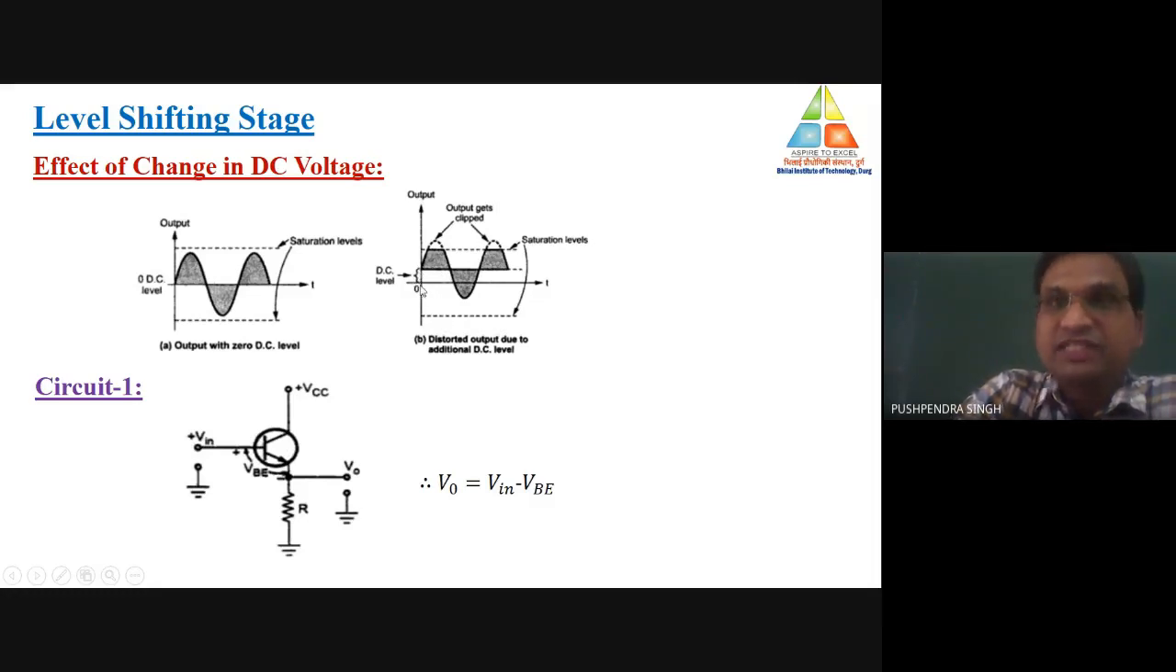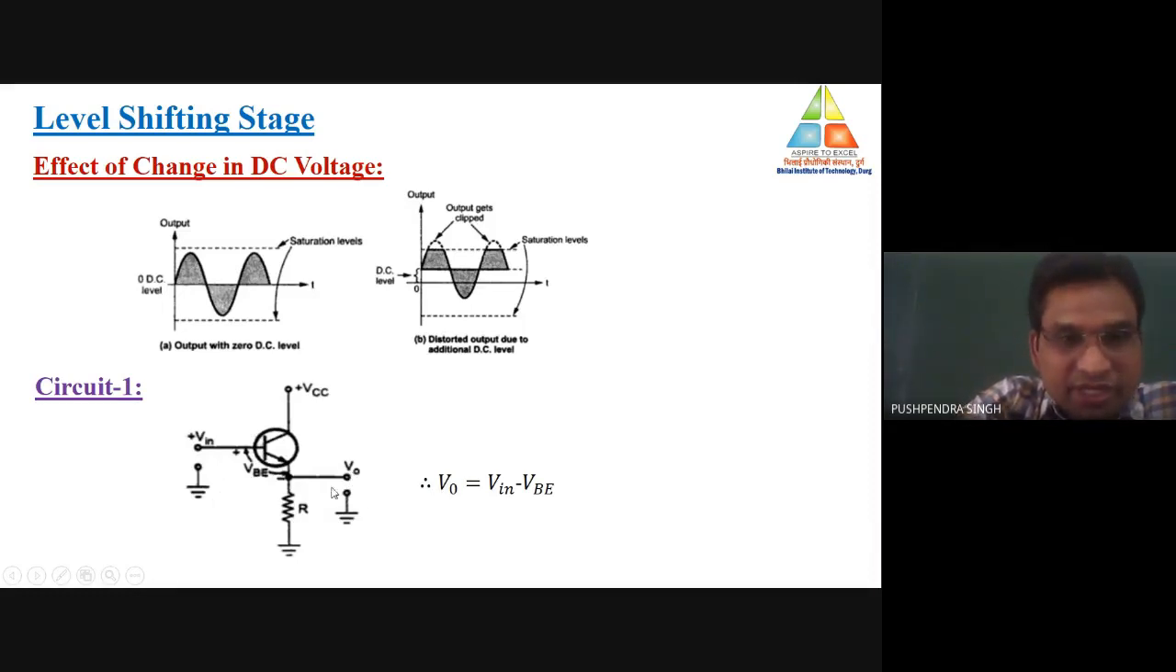If the change is a fixed 0.7 volt, then with the help of circuit number 1 we may compensate for this change in the DC value. This is the simplest circuit, circuit number 1, for the level shifting stage. One by one we will see different kinds of level shifting circuits. In circuit number 1, one transistor is there. Base to emitter voltage is denoted as VBE. The input voltage Vn is applied at the base terminal of transistor number 1, and at the emitter terminal we get the output.